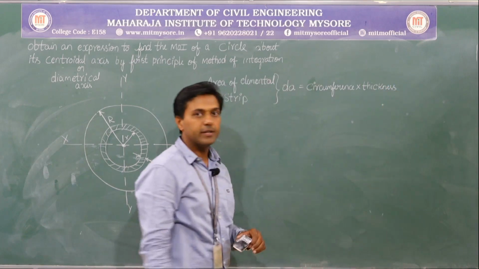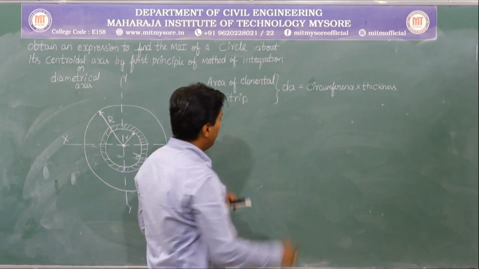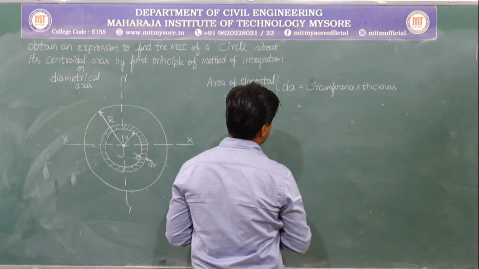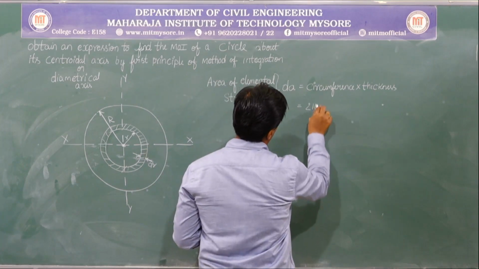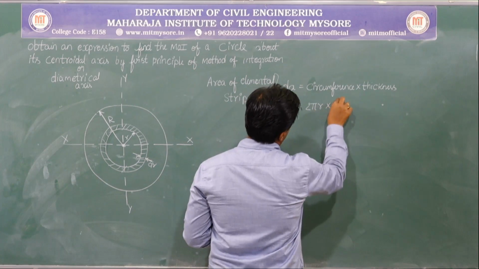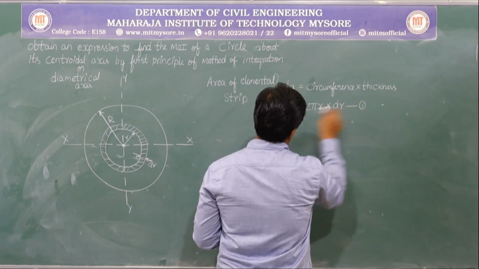It is the circumference into thickness. So now, what is the circumference formula for a circle? It is 2 pi r into thickness, which is dr. For the time being, let me call this 1.